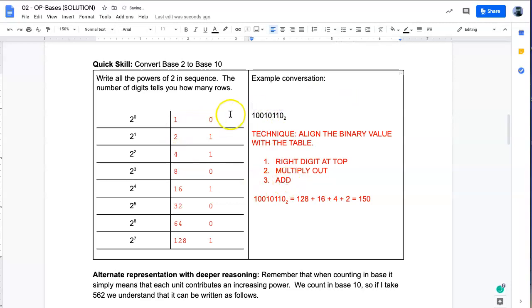So now when I take this number and write it down, 1, 0, 0, 1, 0, 1, 1, 0, I see which ones are turned on. So this in base 10 is 128 plus 16 plus 4 plus 2. And that is how we can very quickly convert binary into base 10. So we know that 10010110 is 150 in base 10.